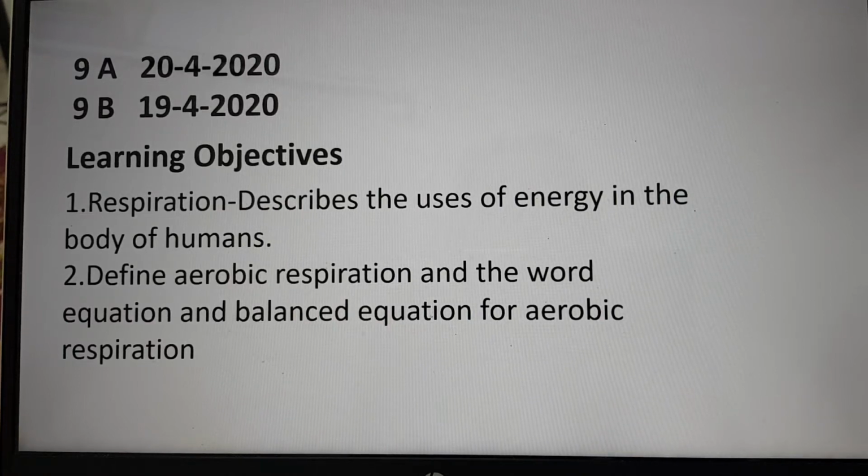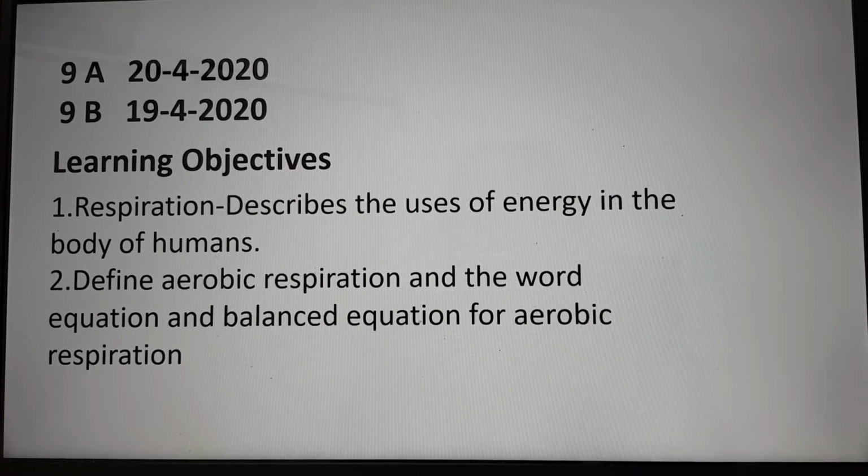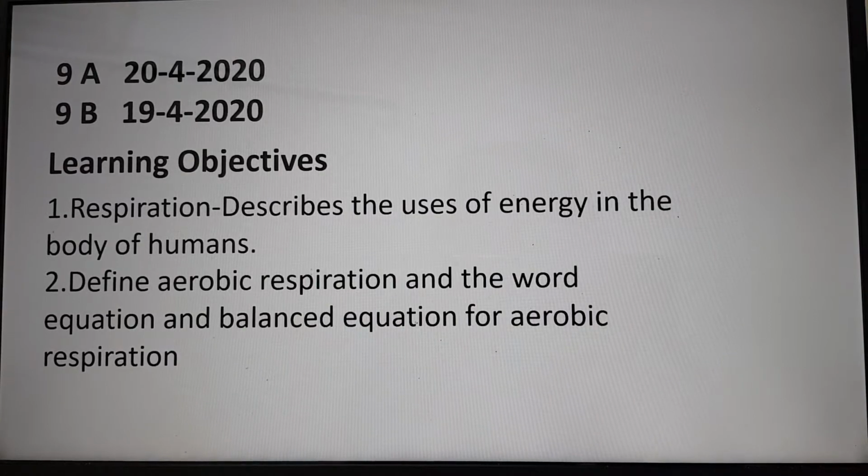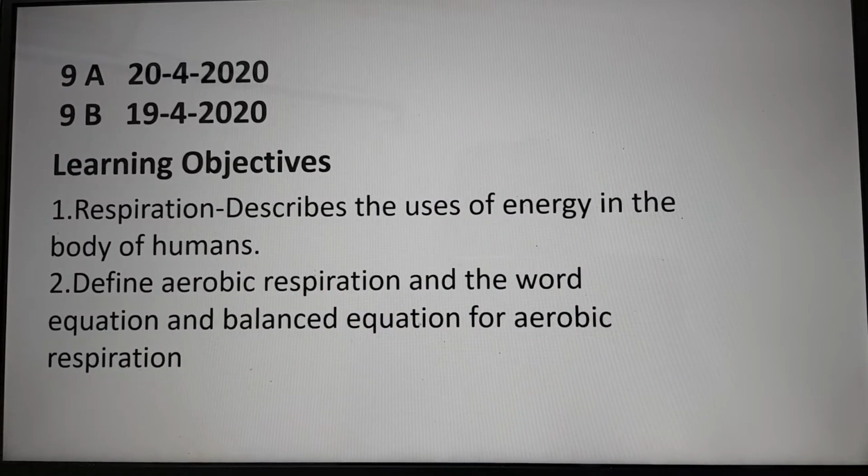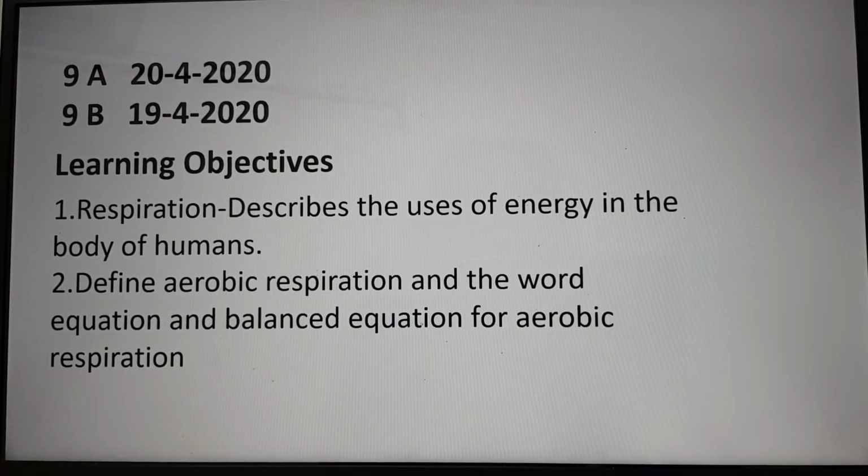Good morning, students. Today we are going to learn about the uses of energy in the body of humans, aerobic respiration, and the word equation and balanced equation for aerobic respiration.